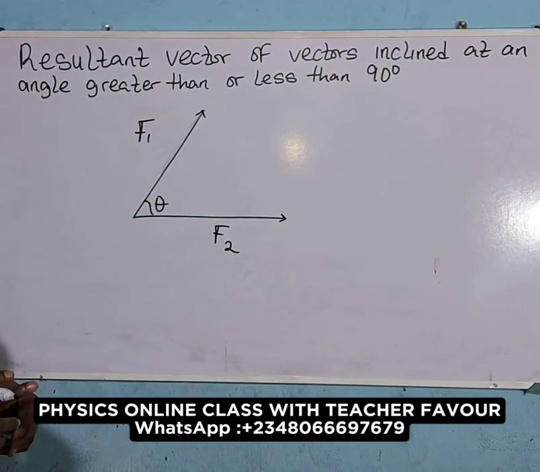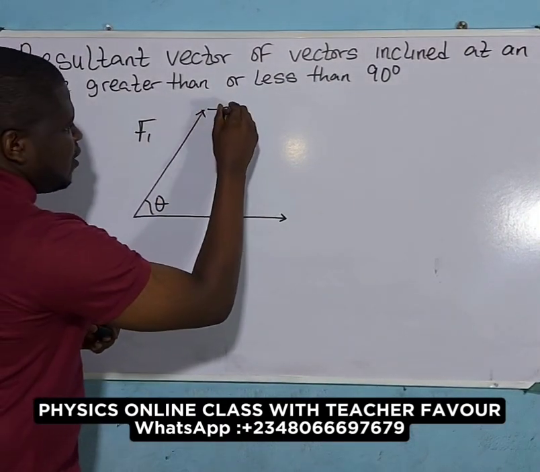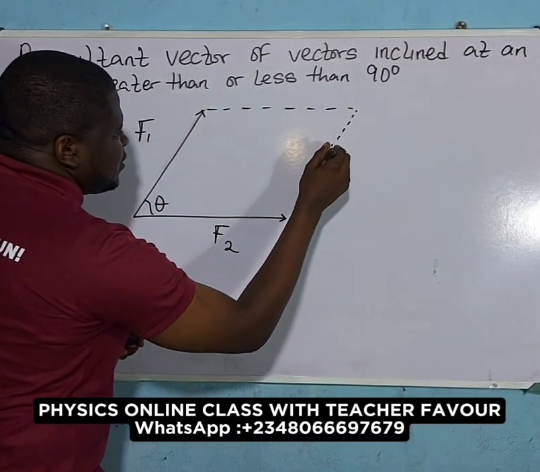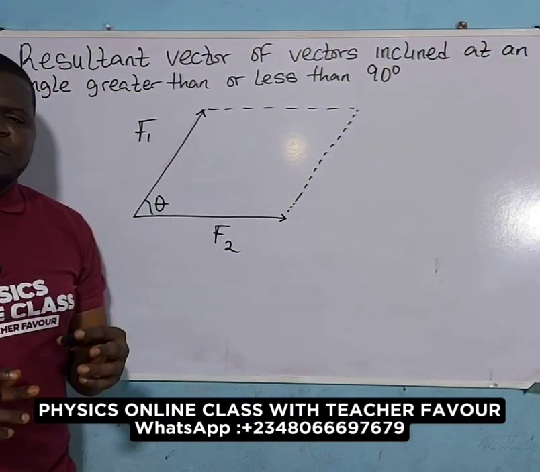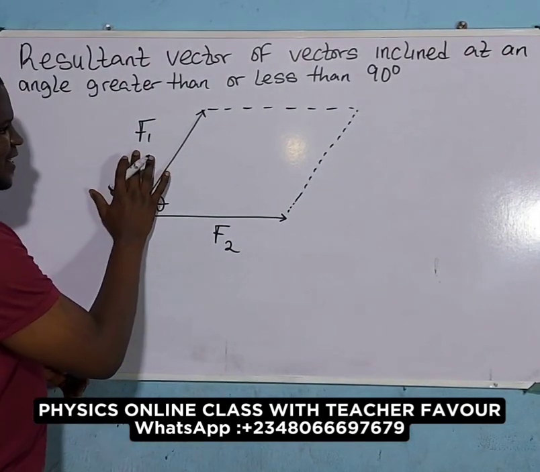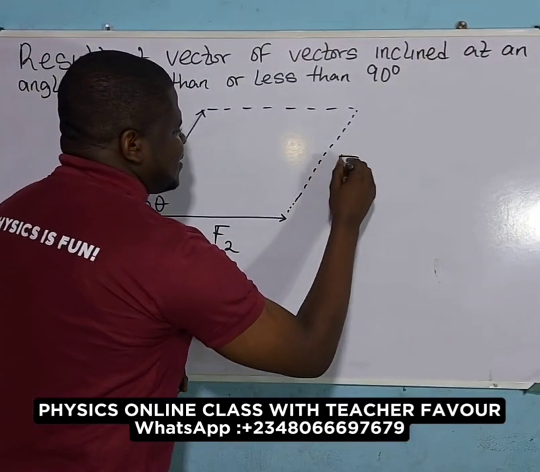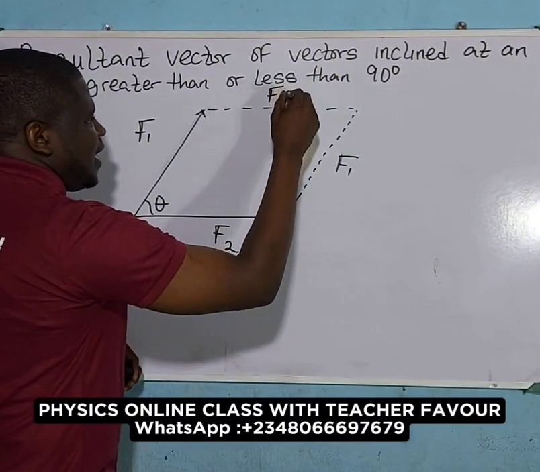To find the resultant vector here, first of all, we complete this shape. If we complete this shape, we're going to have something like this. And this represents the shape of a parallelogram. Opposite sides are equal. So since here is F1, here is also F1. Since here is F2, here is also F2.